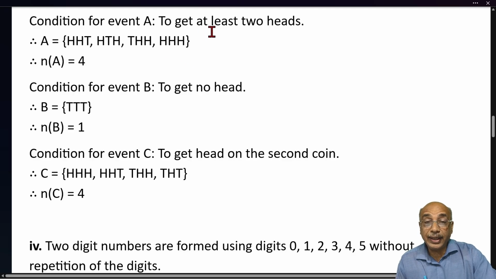To get at least two heads, two heads must be there. So in the above sample, find out where two heads are there. HHT, HTH, THH, and all three H. At least two heads means three heads are valid. Therefore, N(A) equals 4. Condition for event B, to get no head, means all must be tails. So event B will be only TTT. Therefore, N(B) is 1.